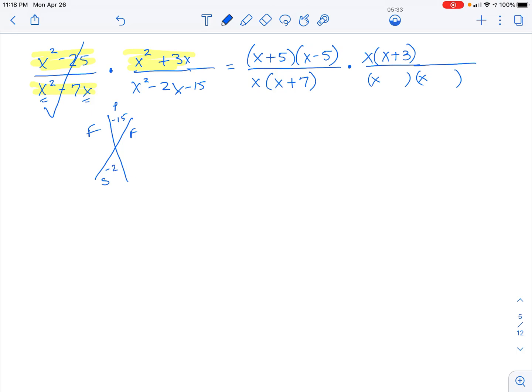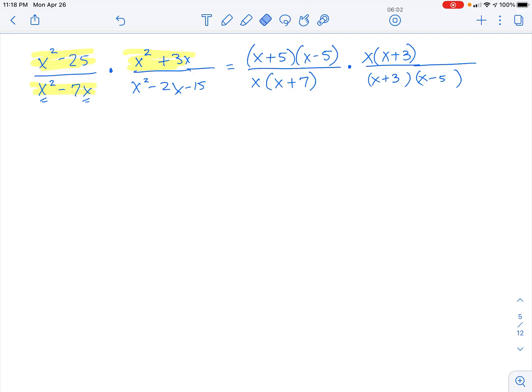So what do I multiply to get negative 15? Well, I could have negative 3 times a positive 5, but if I add those, will I get a negative 2? No. What if I flip the signs? What if I have positive 3 and a negative 5? Well, that gives me negative 15. And when I add those, does that give me the negative 2 that I'm looking for? Yes, it does. So here are the factors I want to use: x plus 3 and x minus 5.